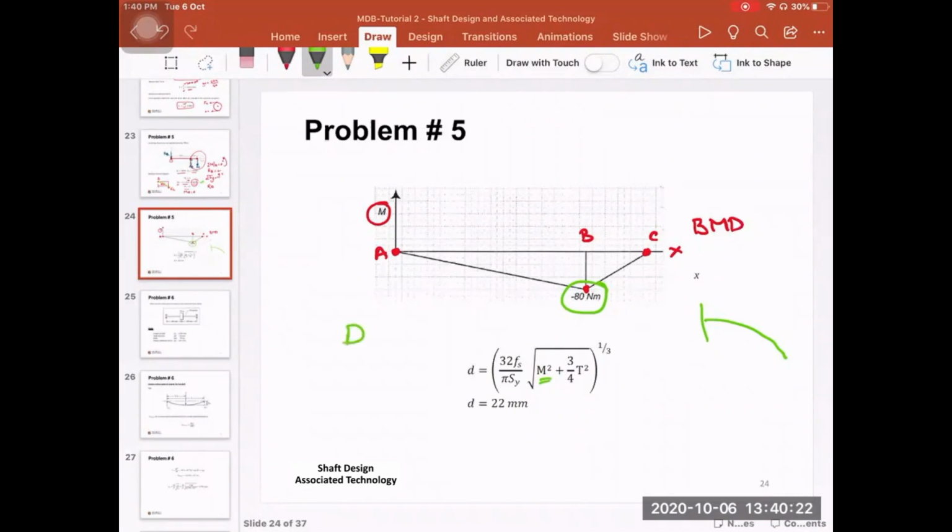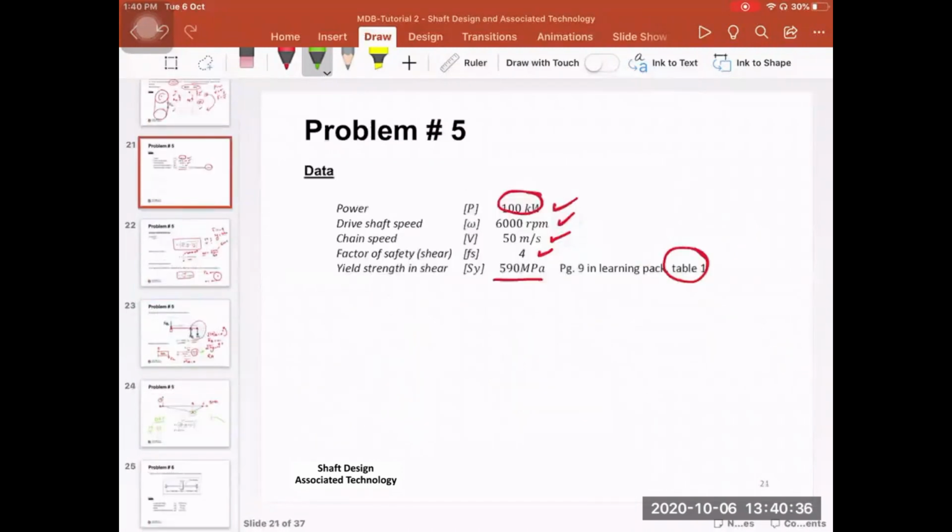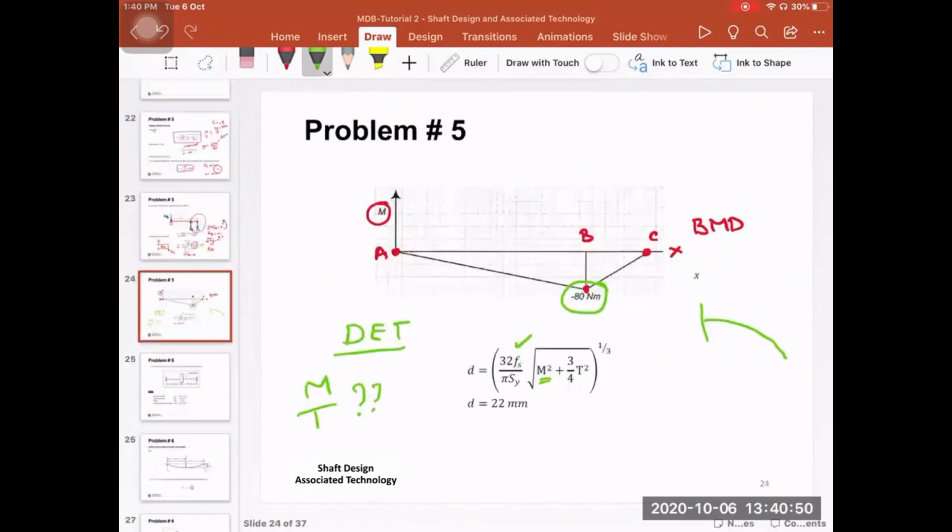So this is the distortion energy theory equation based on only having moment and torque. Then the factor of safety, if it's not explicitly given, consider this as 2, but here it is given as 4. So the factor of safety is 4. The yield strength of the material is given as 590. So I go back here and say the factor of safety is 4. This was given. Its yield is 590 megapascal. So megapascal here is Newton per millimeter squared.